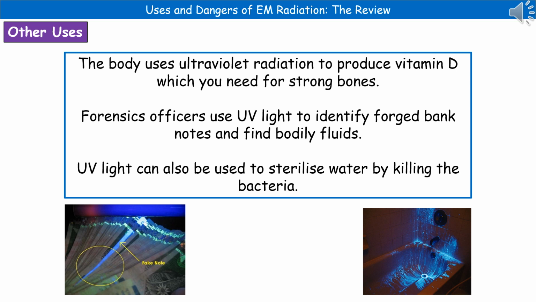There are some other uses of our electromagnetic waves that we should know about as well. Your body actually uses ultraviolet radiation to produce vitamin D, which is why it's really important to actually go outside at this time of year. So if you don't go outside for about 15 minutes a day, then your body's not going to be getting enough ultraviolet radiation in order to actually make the vitamin D it needs. So that means your bones may not be as strong as they should be. We can also use ultraviolet in forensics to identify forged banknotes, identify bodily fluids, etc. And we can also use ultraviolet to sterilize water because it kills any bacteria present within it.